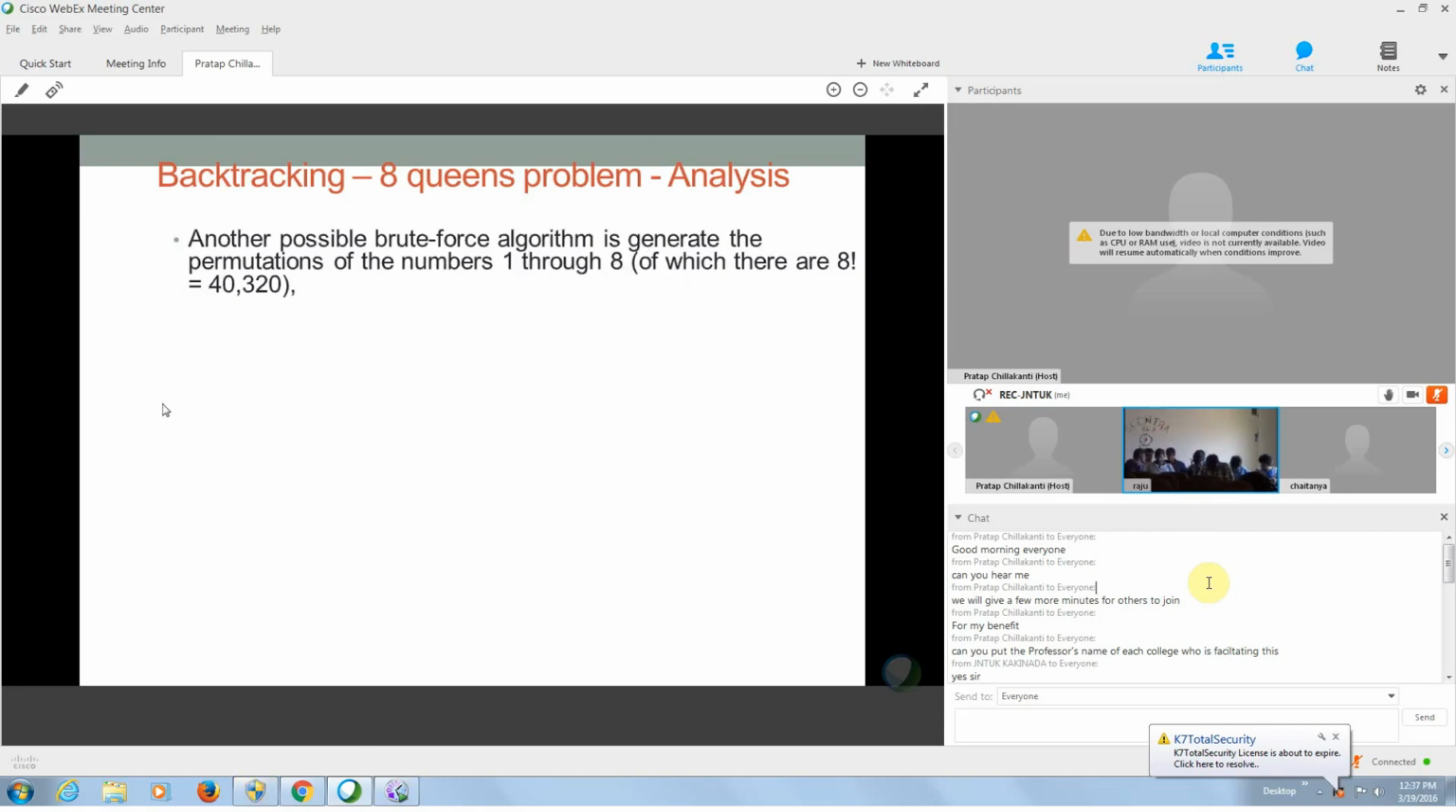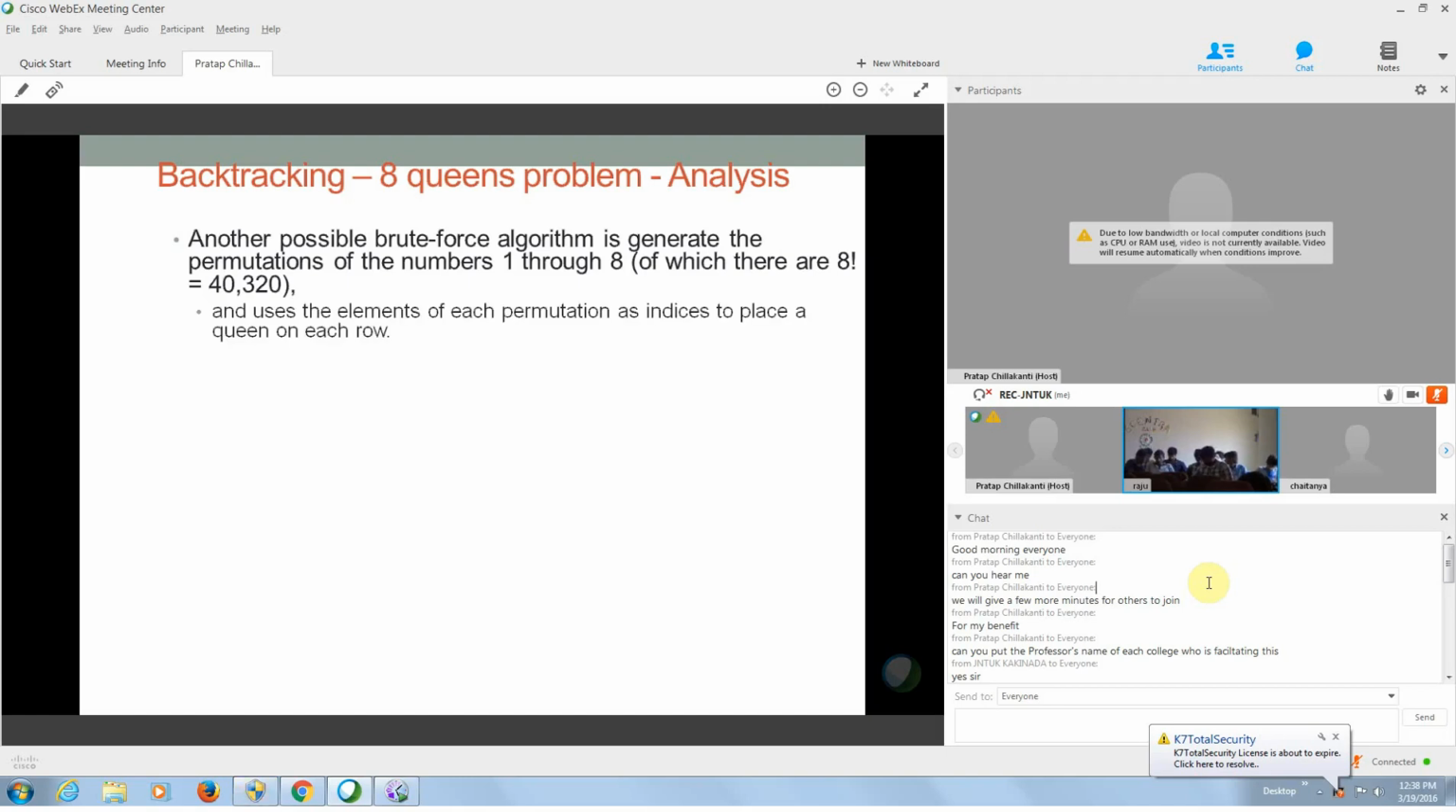So we used backtracking to solve the 8 queens problem, if you recall. When we do the 8 queens problem, that's placing 8 queens on the board. If you do it by brute force, you can see the permutations of the numbers. You get 8 factorial, 40,320. It uses all of them and checks.